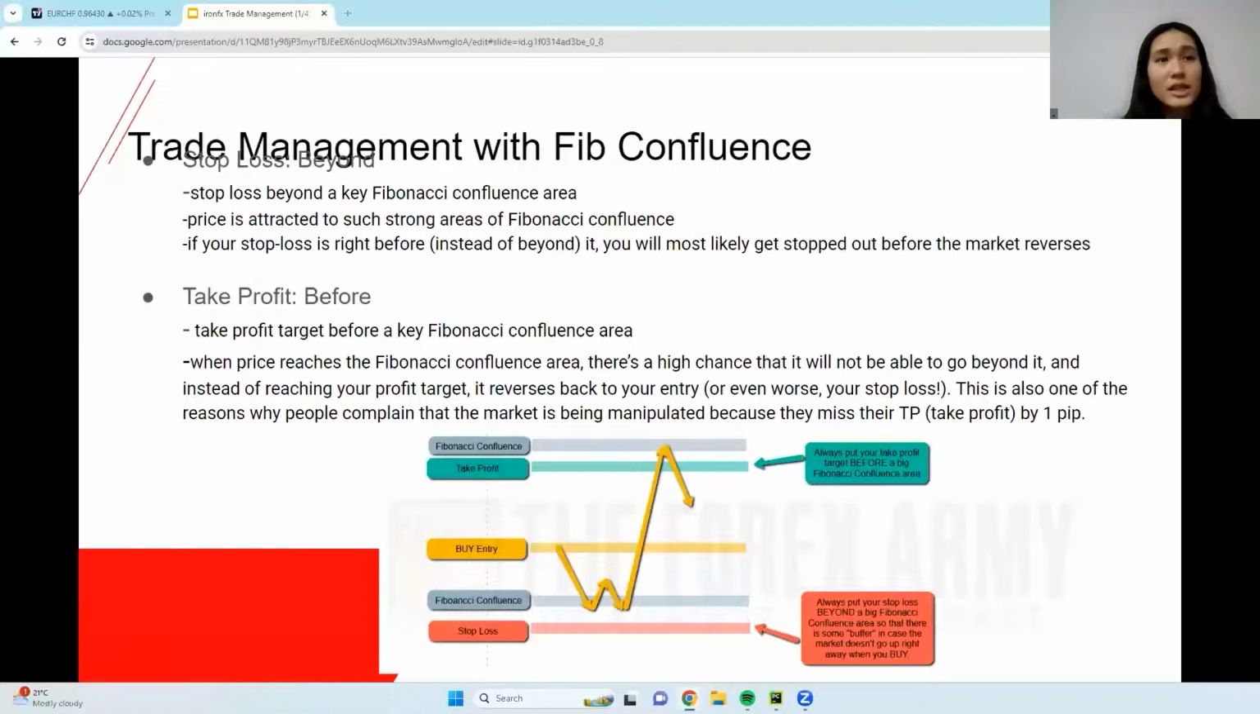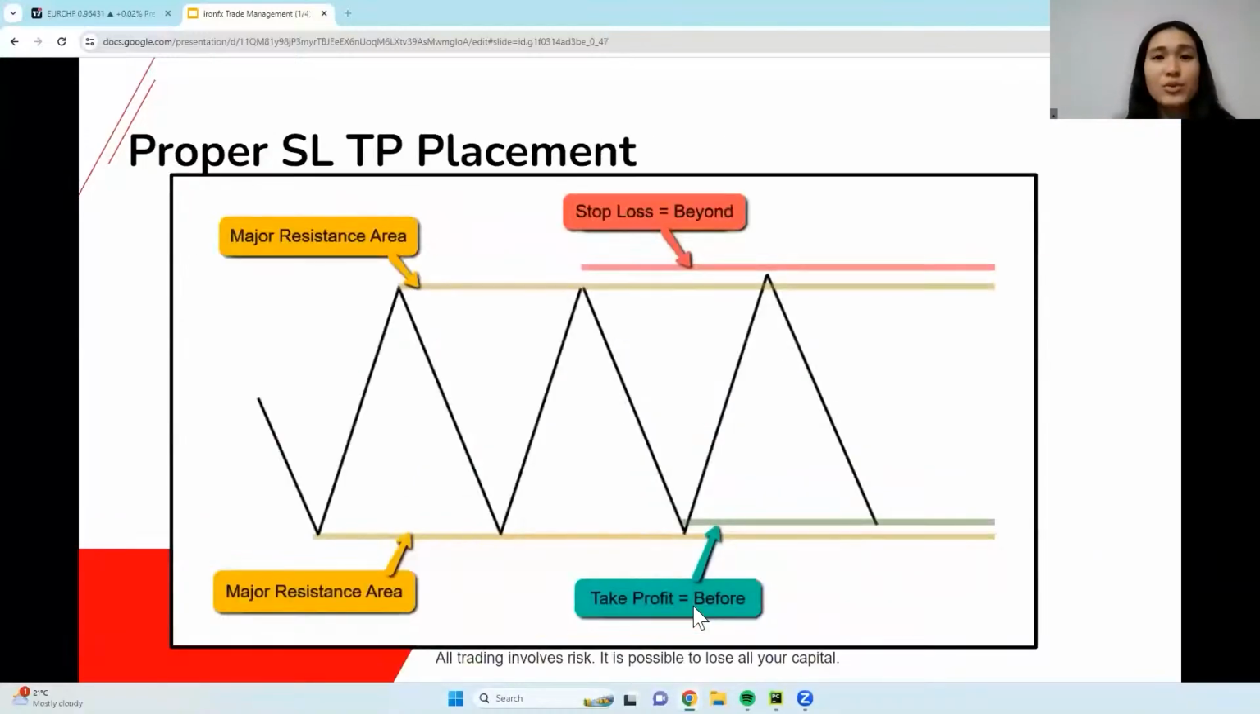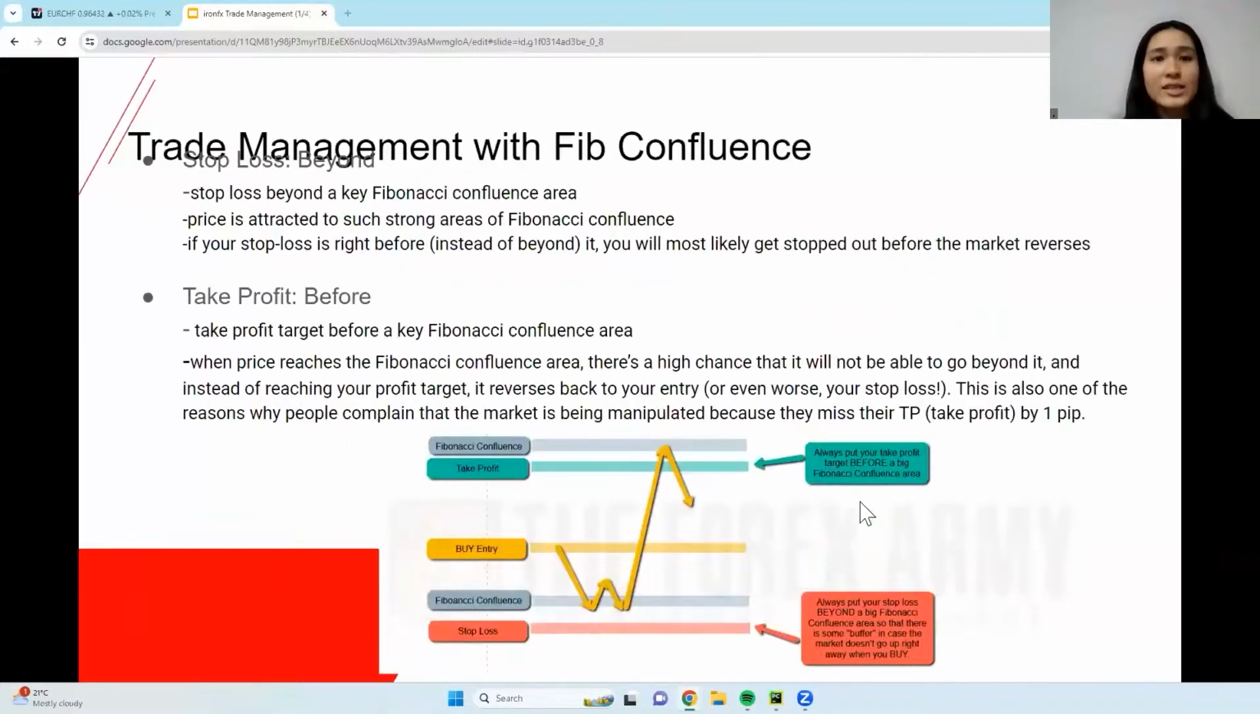Okay, next, let's look at take profit. So in this situation, you can see that our stop loss is placed below. Okay, our Fibonacci confluence in this case is a support level. So if we look at our previous example, our stop loss is at the swing highs, whereas our take profit is at the swing lows. Whereas if we look at this example here, it's flipped just to show you guys what exactly you can expect.